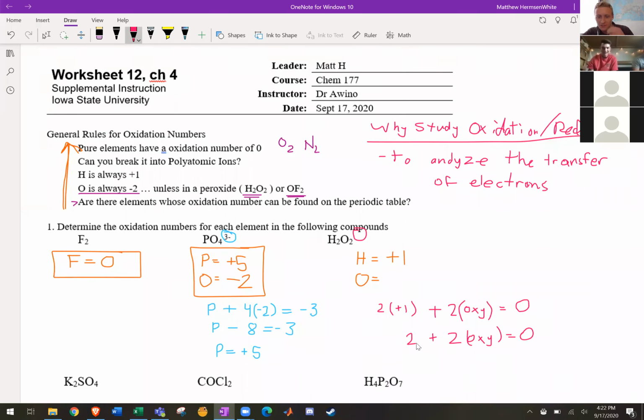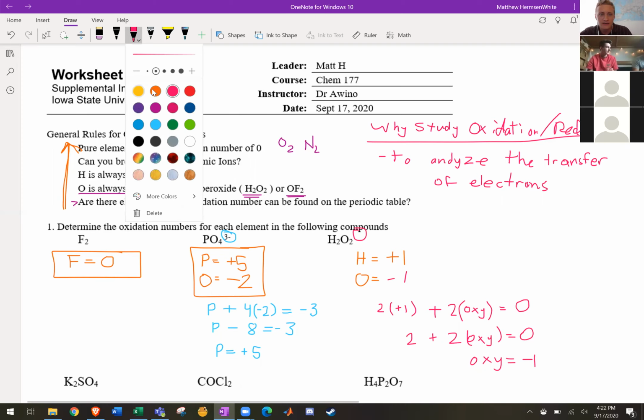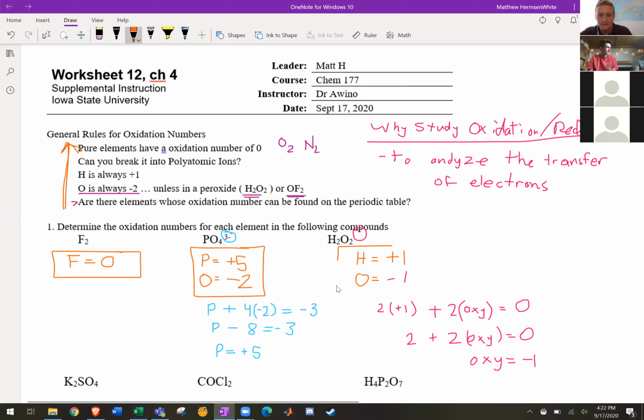Okay, so we have 2 plus 2 oxygens equals 0. So that means that each oxygen is equal to -1. This might be kind of a long-winded equation just to get the answer of oxygen equals -1. Another way you can think about it is to say, well, look, we have the same number of oxygens and hydrogens. So if hydrogen is +1, then the oxygen has to be equal and opposite, so -1.